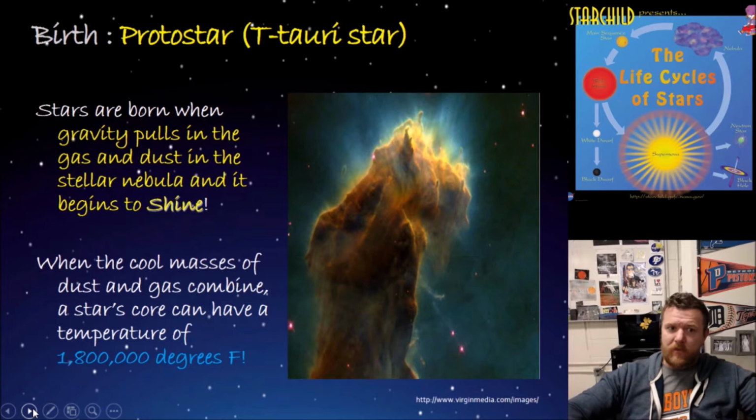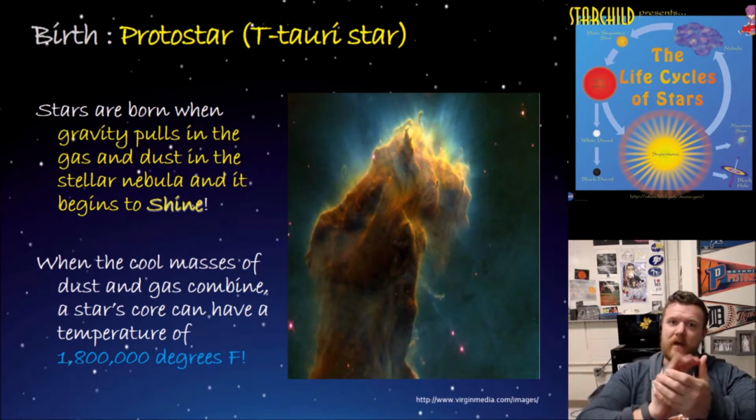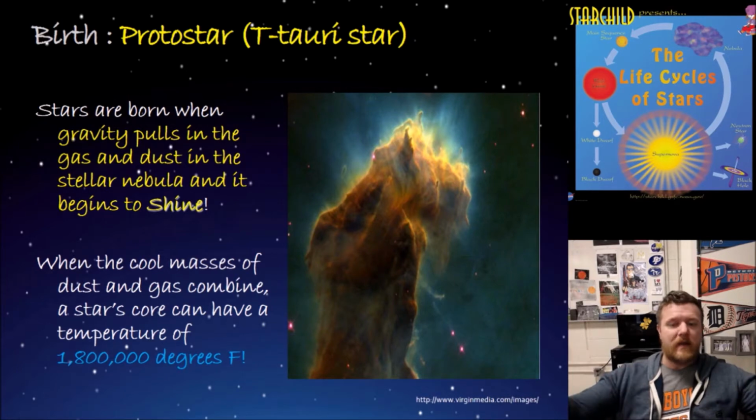The technical term for that is a T-Tauri star. You're going to see this word again, including on your test. Go ahead and write down that a T-Tauri star means a protostar. That is a star that has condensed enough where fusion is started, but it is still collecting material, so it is still getting bigger and bigger and bigger.